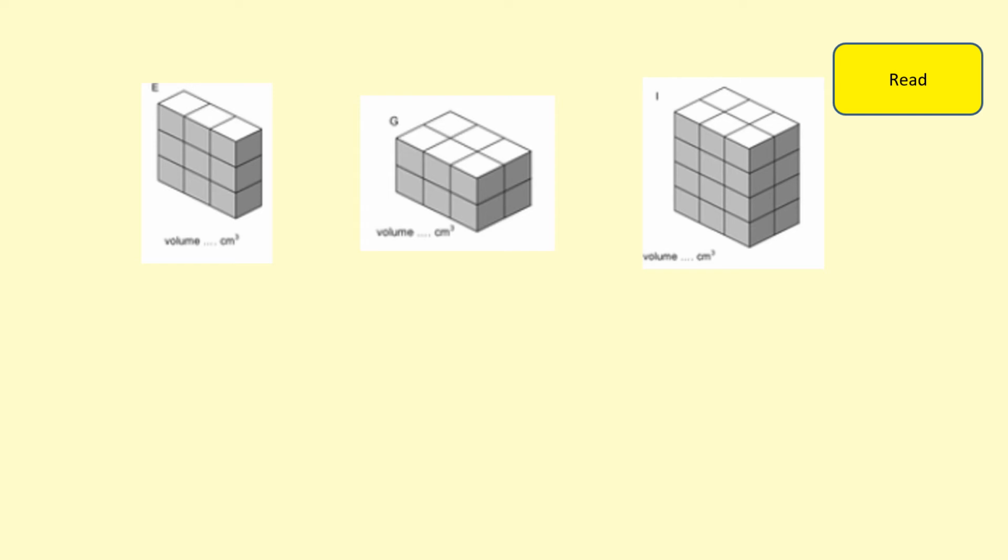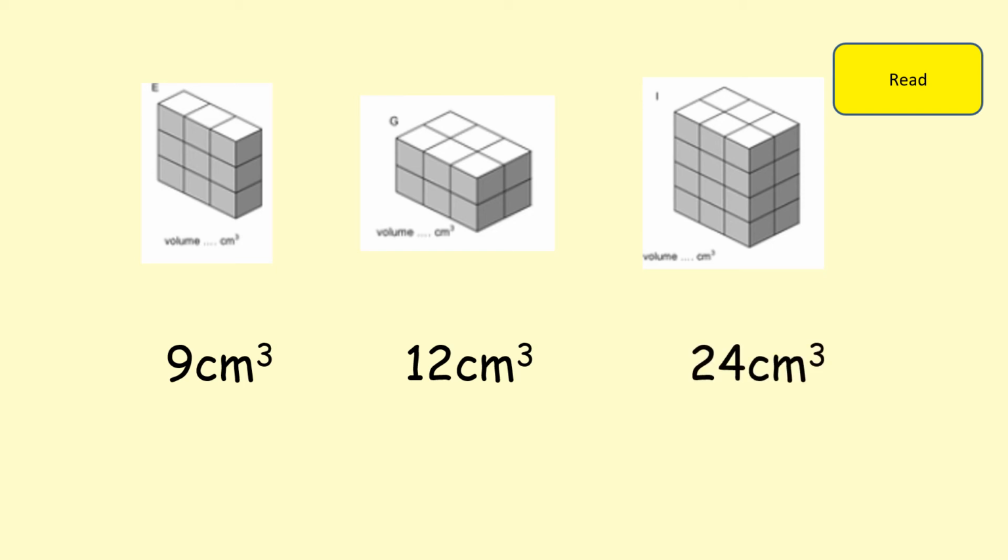Let's see if we can use the same method to work out the volumes of these shapes. So the first one is 3 by 1 by 3, which gives us a volume of 9 centimetres cubed. The second one is 3 by 2 by 2, which gives us a volume of 12 centimetres cubed. And the third one is 3 by 3 by 2. And if you multiply those together, you get 24 centimetres cubed. Stop the recording here and make sure you can work out how we got to all of these figures.